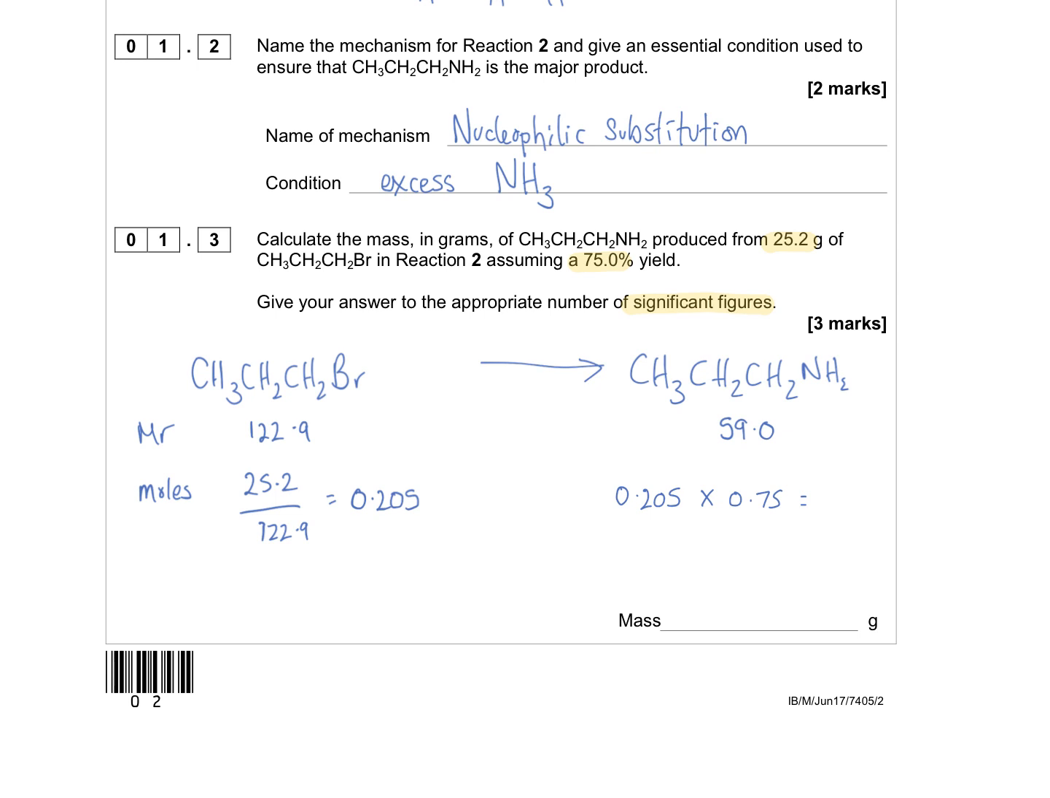Then we can work out how many moles of the amine we would expect to produce. That's going to be the moles times the percentage yield. So 75% of 0.205. And then if we convert that into grams, we need to times the moles by the MR of the amine. It says to give your answer to an appropriate number of significant figures. Everything in the question is given to 3 sig fig. Remember, top tip, if you write that at the end, it makes it much easier to remember.